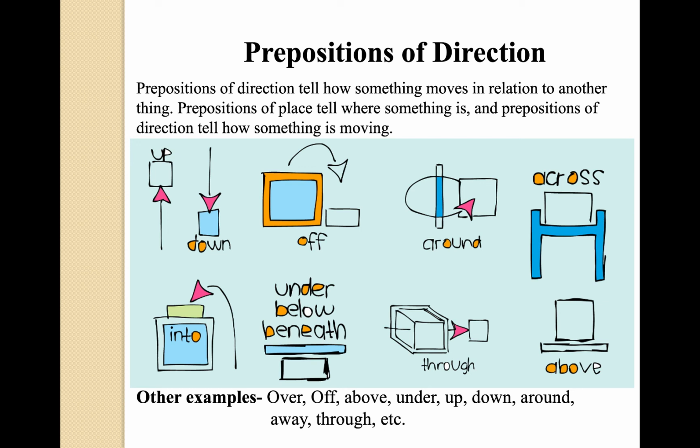Words like off, around, into, through tell us about the movement of something with respect to another. The other examples of this type are over, away. Some of these examples are the same as the prepositions of place because in some sentences they tell us about how something is moving in relation to another thing. Let us see how these prepositions are used in sentences.